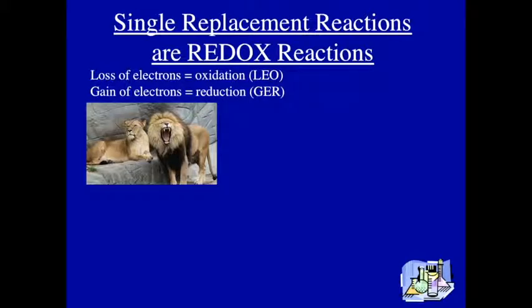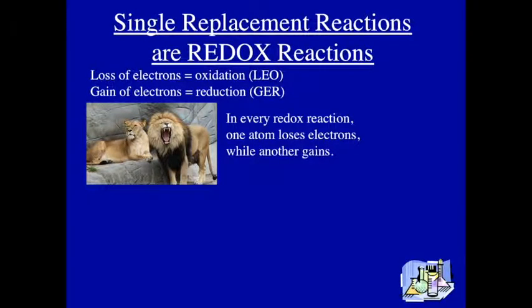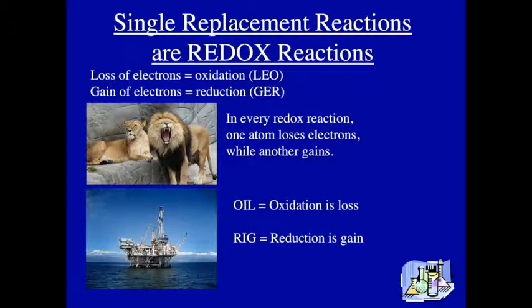The way I learned it is that Leo, the lion, says grr. In every one of these redox reactions, one atom will be losing electrons, one atom will be gaining electrons. Another way of remembering this is oxidation is loss of electrons, OIL. Reduction is gain. So we have OIL RIG as another way of remembering these sorts of reactions and what happens in each case.